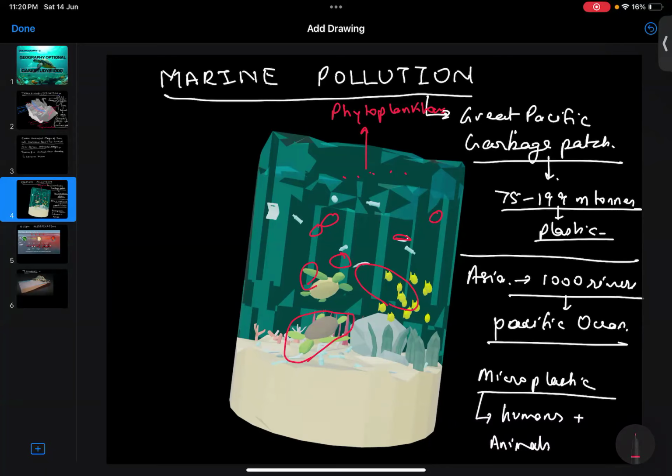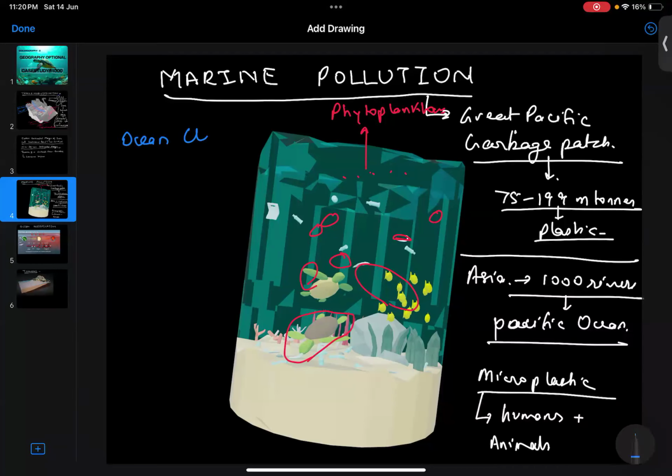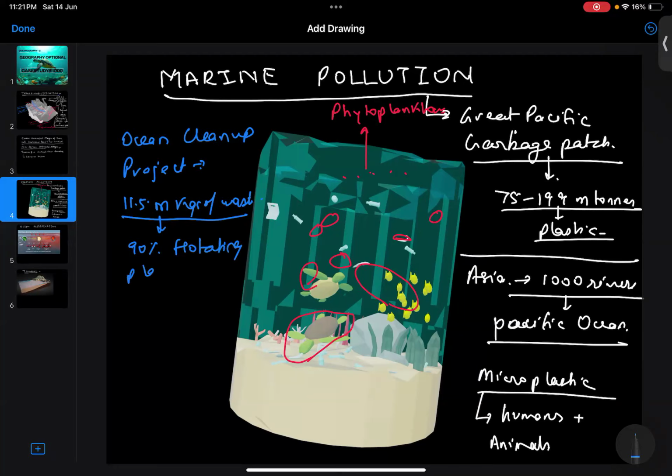Second data here: we have the Ocean Cleanup Project. It has removed around 11.5 million kgs of waste from the oceans, and it is trying to eliminate almost 90% of floating plastic by 2040. So this is another data point.